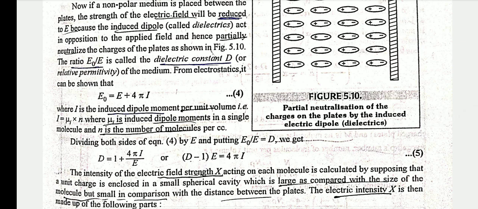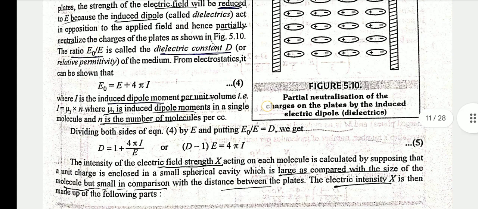I is equal to mu L into N, where mu L is the induced dipole moment in a single molecule and N is the number of molecules per cc. Dividing both sides of equation 4 by E and putting E naught by E is equal to D, we get D is equal to 1 plus 4 pi I upon E, or (D minus 1) E is equal to 4 pi I.